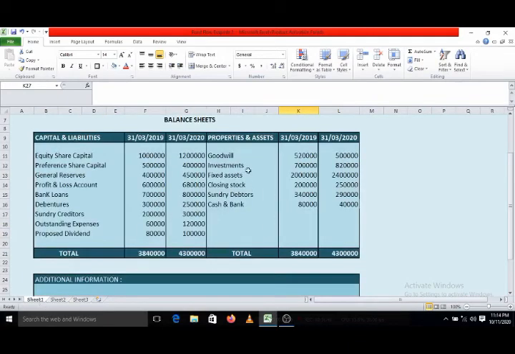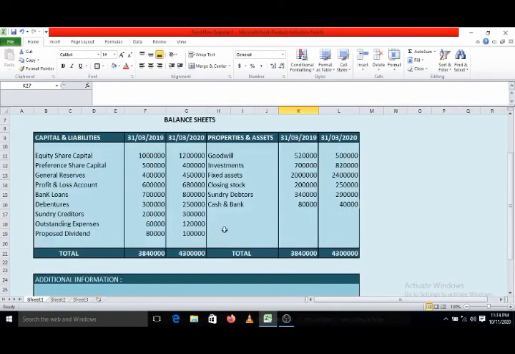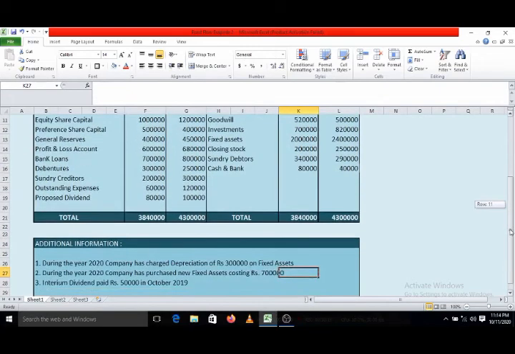Next, fixed assets. For fixed assets, we have already prepared a separate working note, and we have already entered that amount of purchase of fixed assets, working note, 7 lakhs. Now what remains? Closing stock, debtors and cash. These are the items which we have considered in the change in working capital statement. So no separate consideration is required.